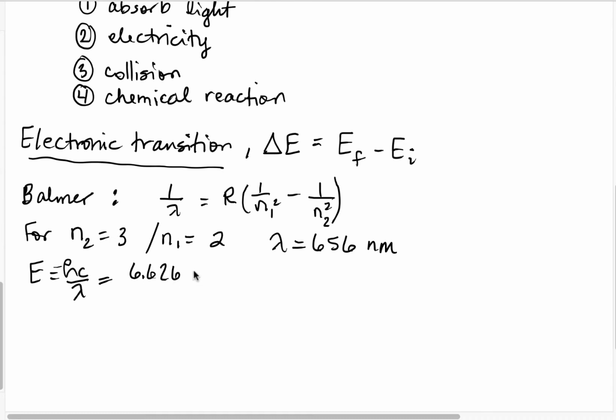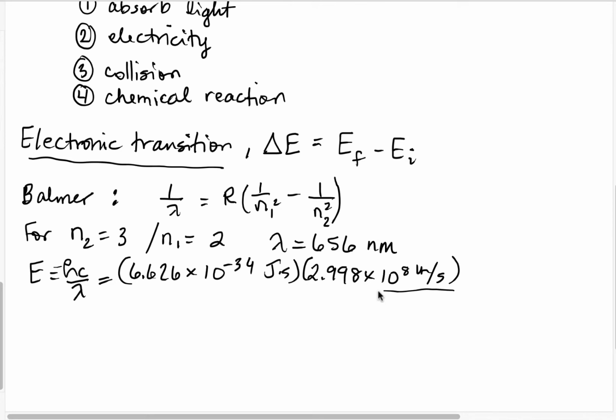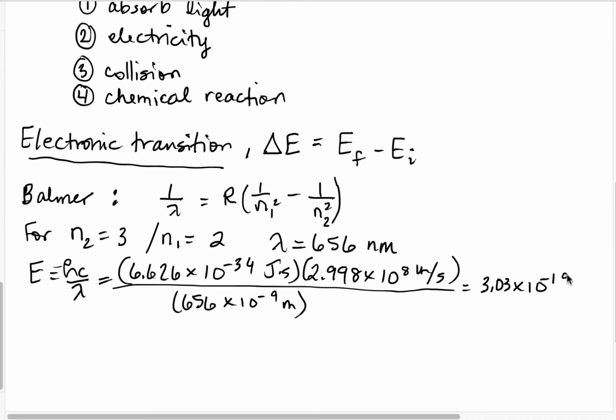I'm going to go ahead and write it out. So there's my Planck's constant and the speed of light. And then 656 times 10 to the minus 9 meters. So when you do this calculation, you should get 3.03 times 10 to the minus 19 joules. Okay, so here's our baseline. This is the energy that was being emitted. So this is red emitted light.